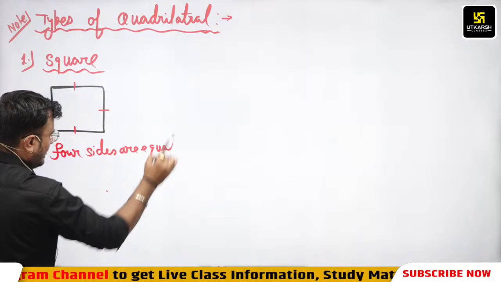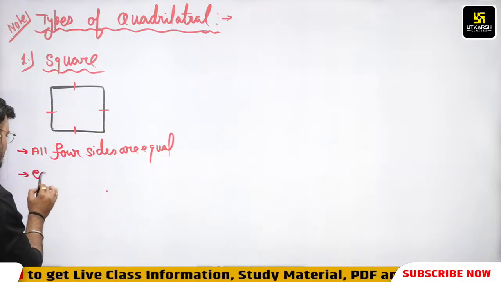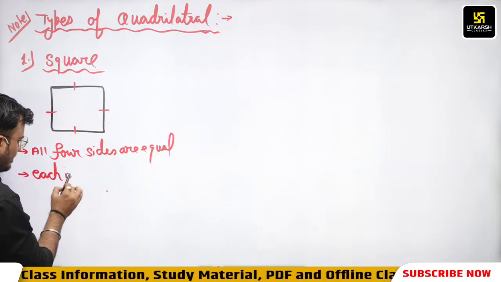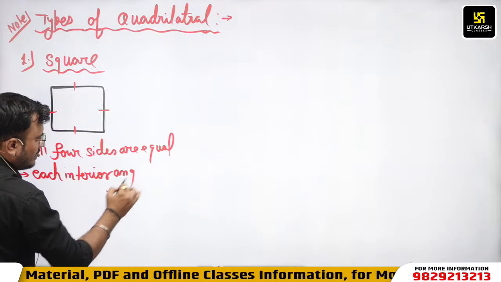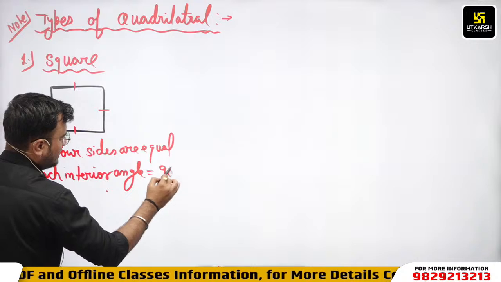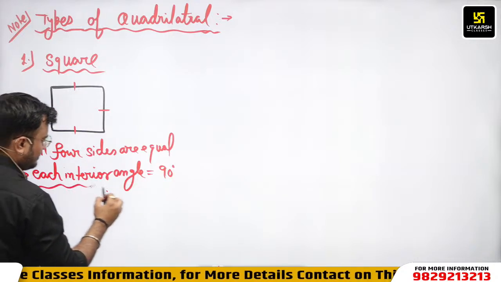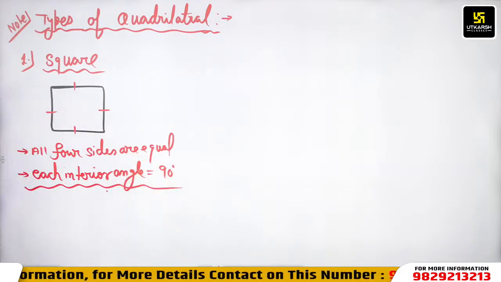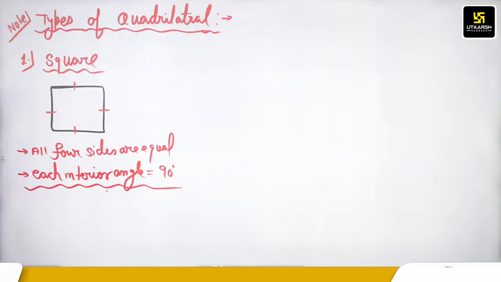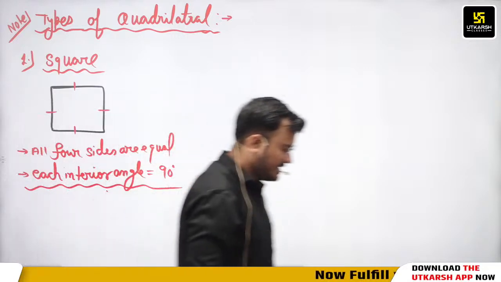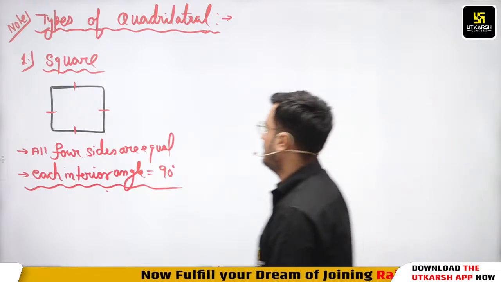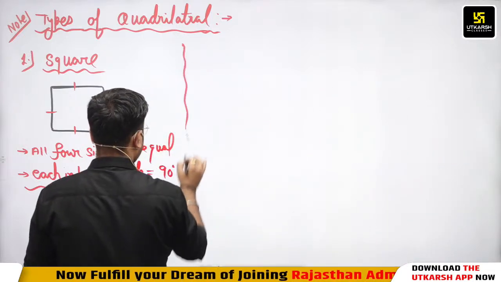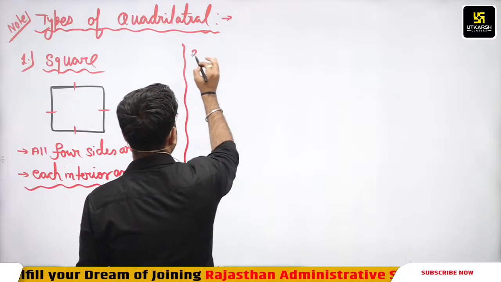And second, each interior angle is equal to 90 degrees. A figure satisfying both these conditions is known as a square. Now the second one is the rhombus.